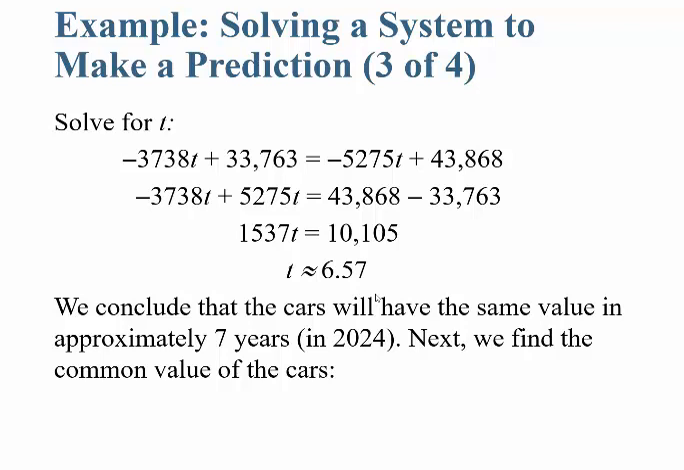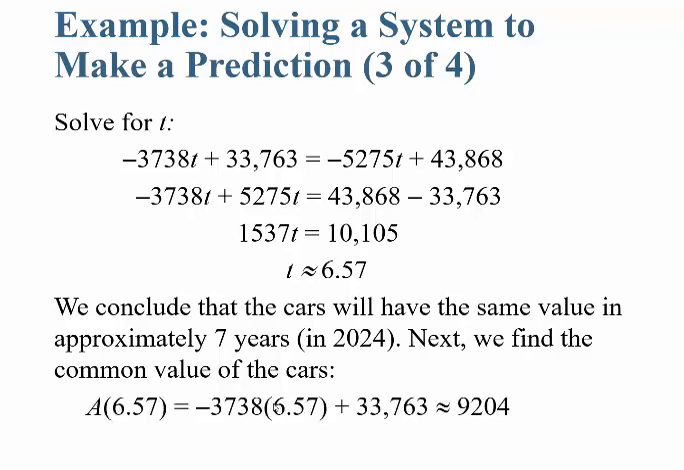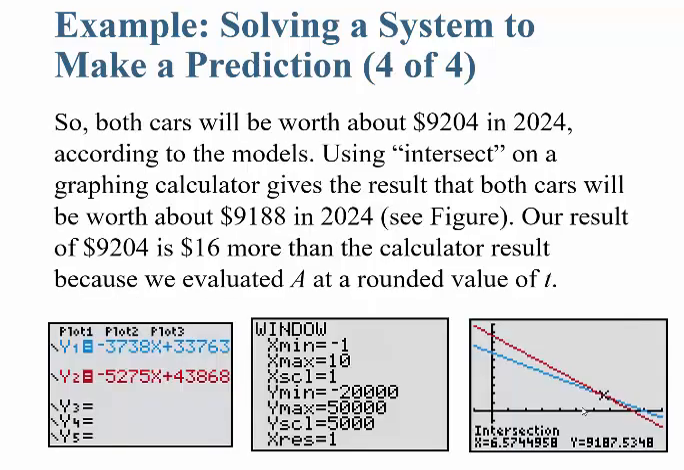To find out what that common value will be, just take this 6.75 and plug it into either equation. It doesn't matter which one. After roughly 7 years, almost 7 years, the cars will be the same value, and they'll be worth $9,204 each. You can verify this in your graphing calculator using the intersection option, and you can see that you get roughly the same values. Your homework will follow much like this.